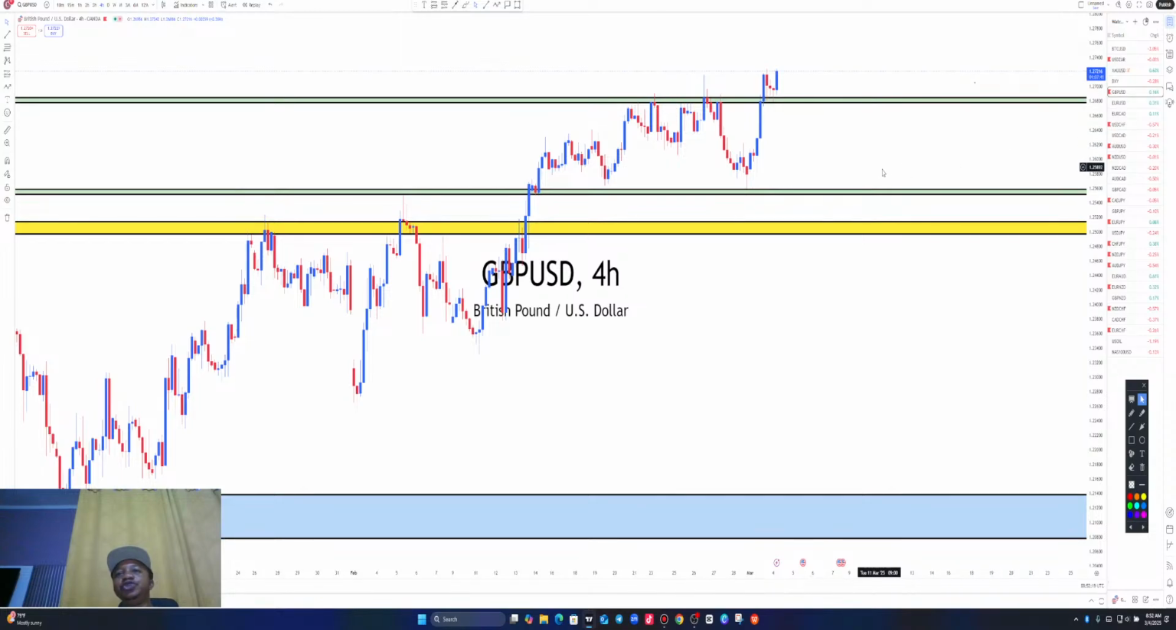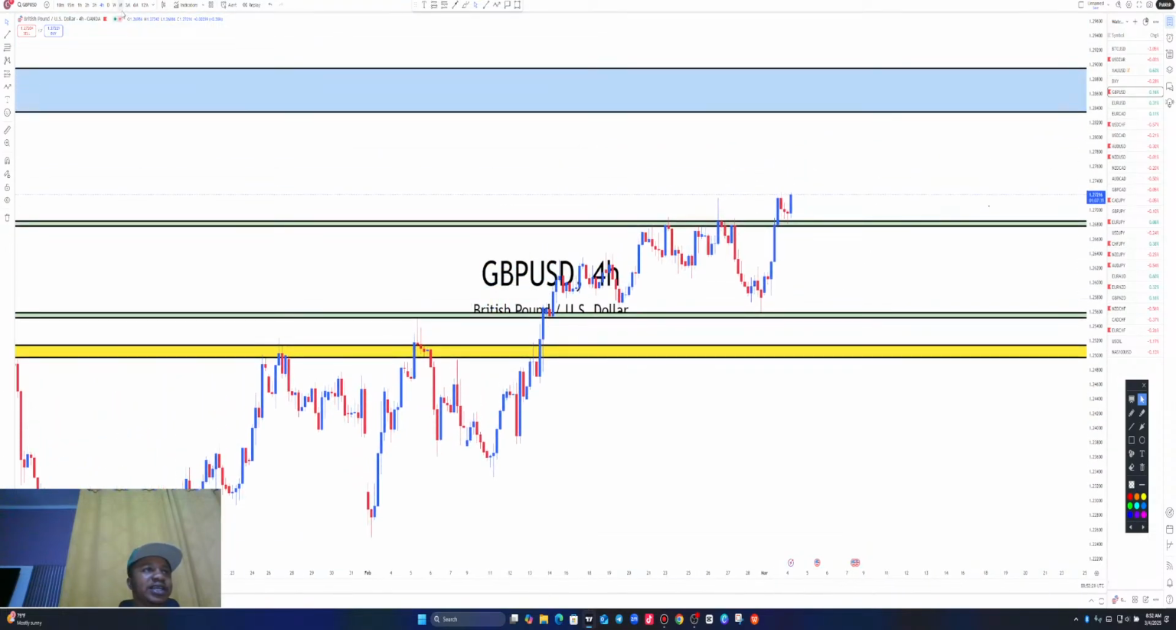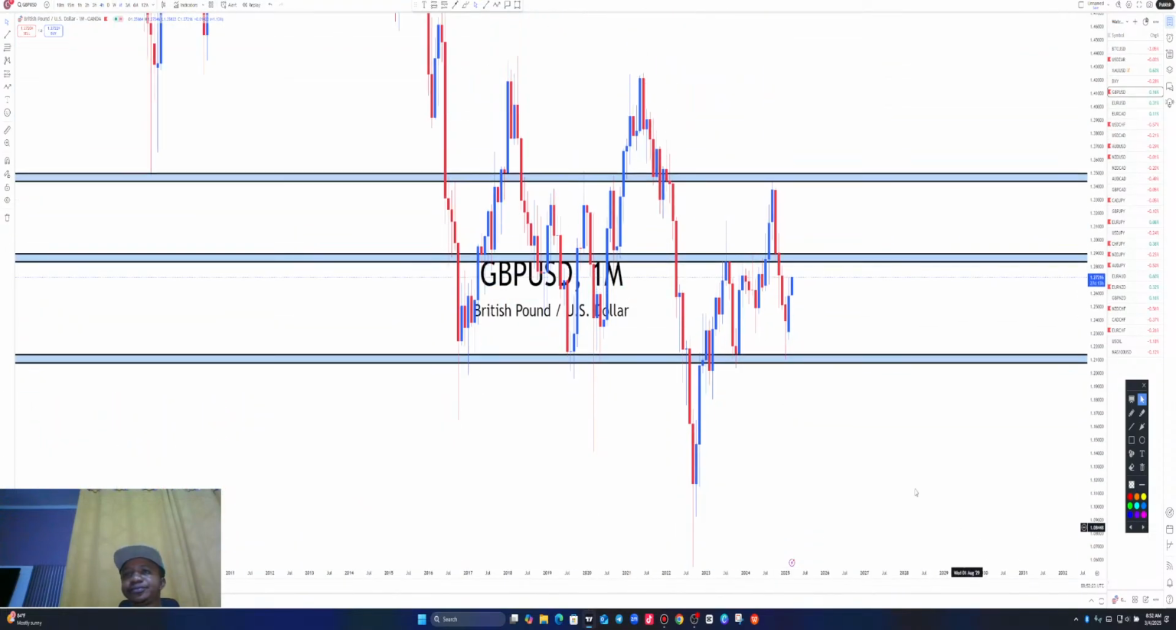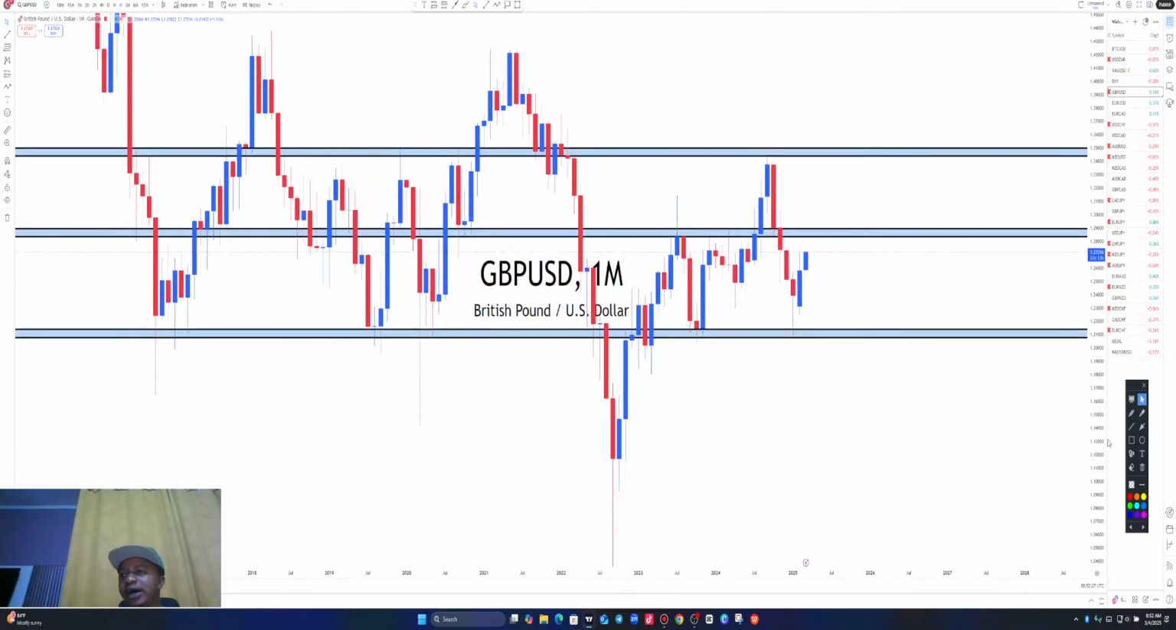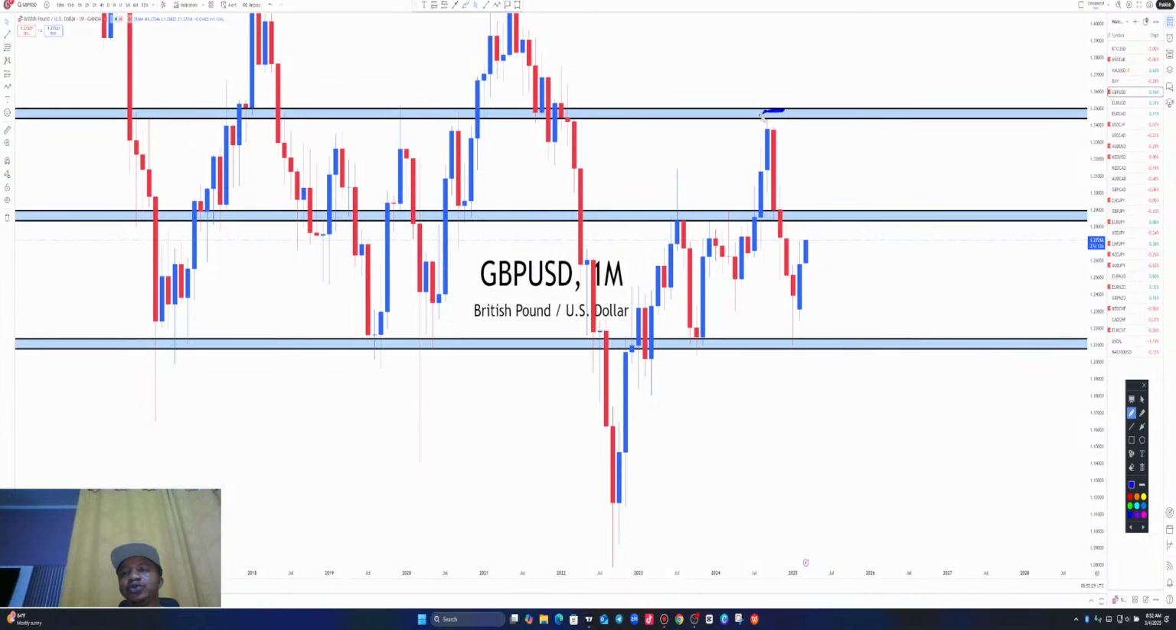So let's go to GBP USD. What is happening on GBP USD? Let's take it from the monthly. Now, this is GBP USD on the monthly time frame. We have the monthly upper zone, the mid-range zone, and then the lower zone. On the monthly, it has been able to break below the monthly support level to the downside, giving us a lower low.